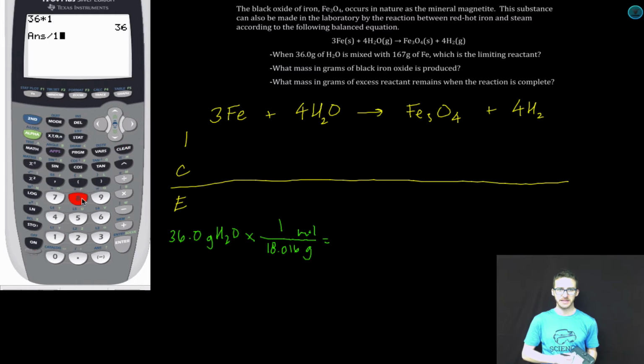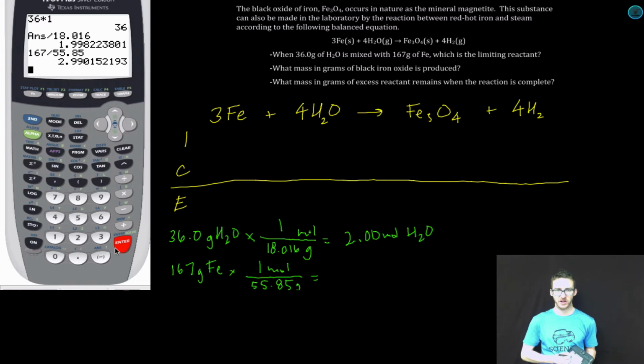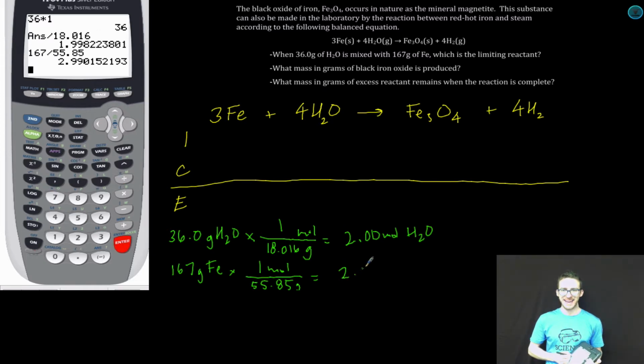36 times 1, enter, divided by 18.016, enter. To 3 sig figs, I get 2.00 moles water. Note that I'm also given mass in grams of my other reactant iron. So I'm also going to set up a dimensional analysis to convert that to moles. Boom. 167 divided by 55.85. To 3 sig figs, 2.99 moles of iron.